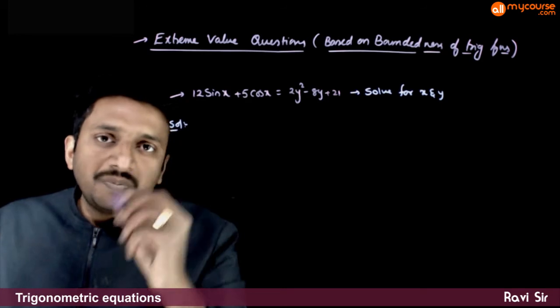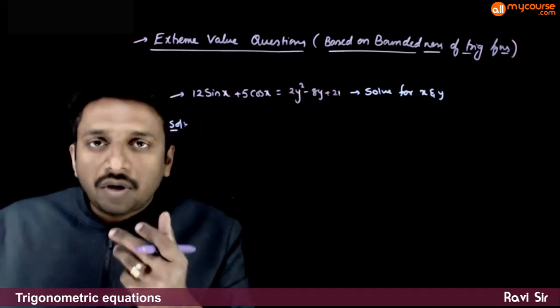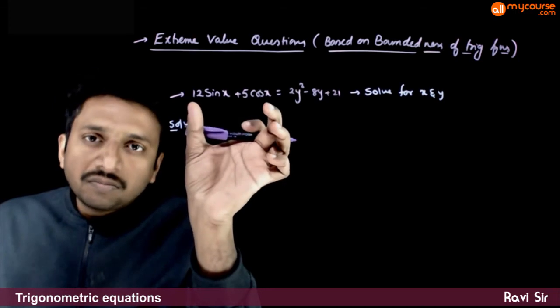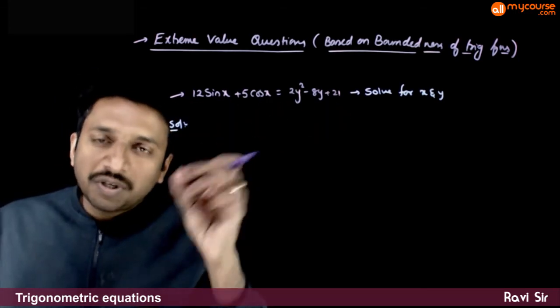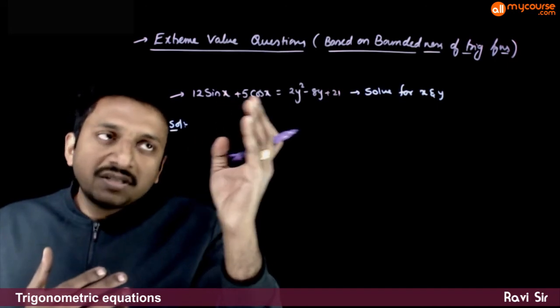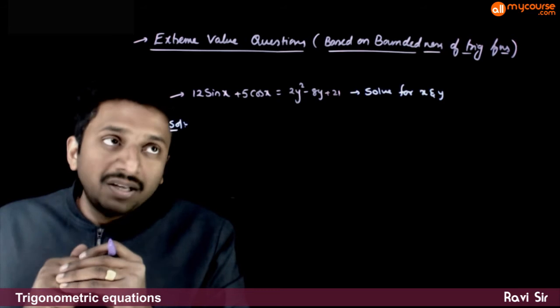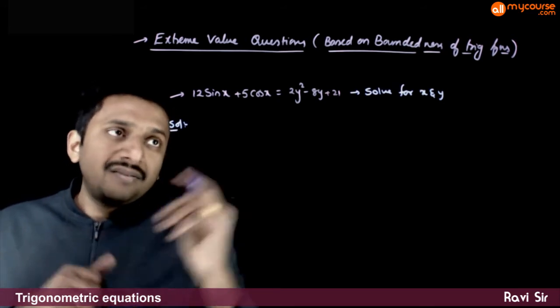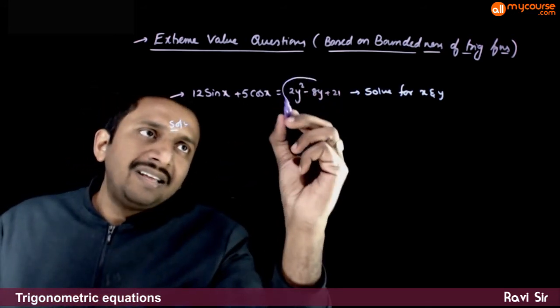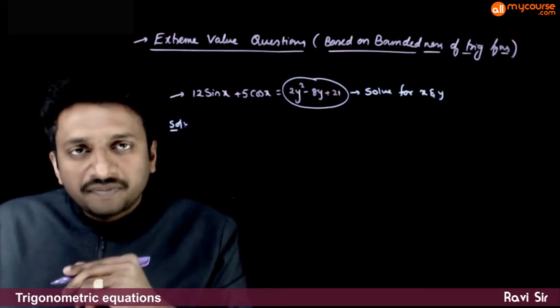Again, this is also a question based on boundedness. So obviously you cannot directly try to solve this, because trigonometric expression and quadratic expression cannot be solved simultaneously. And one side is in terms of x, the other side is in terms of y. So you cannot directly try to solve it. So what I try is, first I'll try to see the minimum value of this quadratic expression.